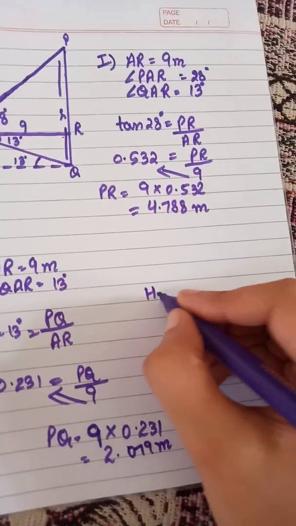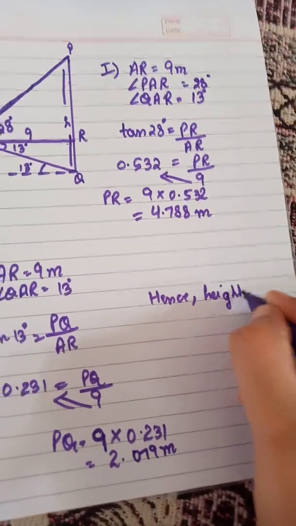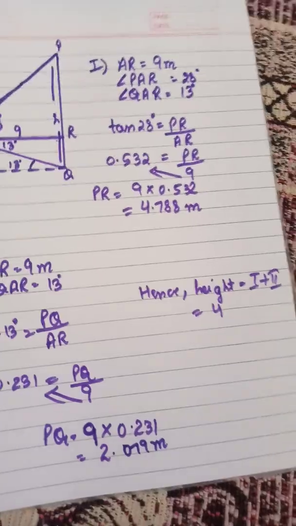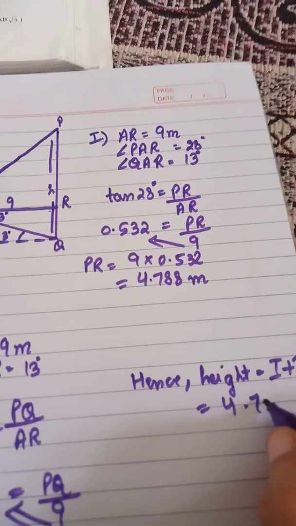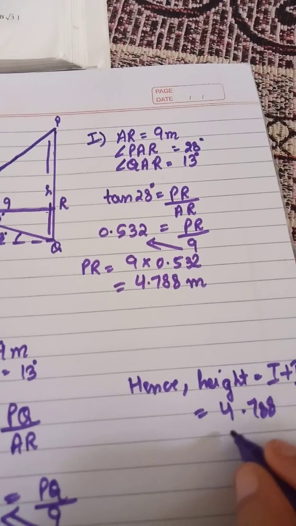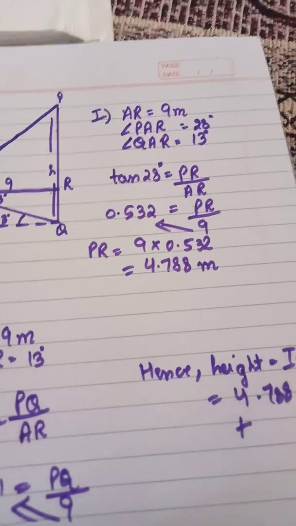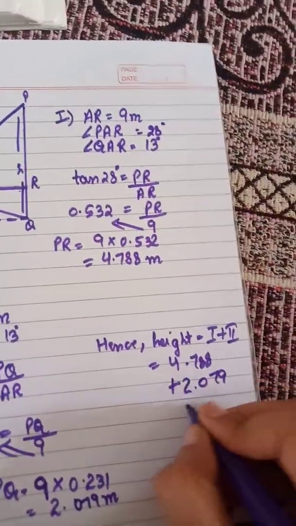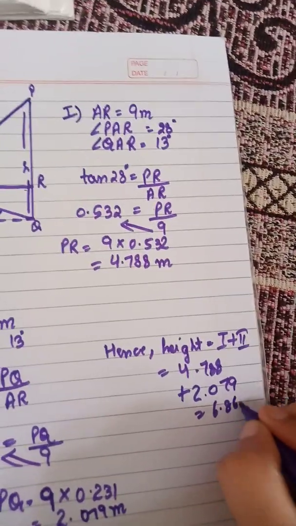So the whole height is equal to the first part plus the second part, which is 4.788 plus 2.079, which is equal to 6.86 meter.